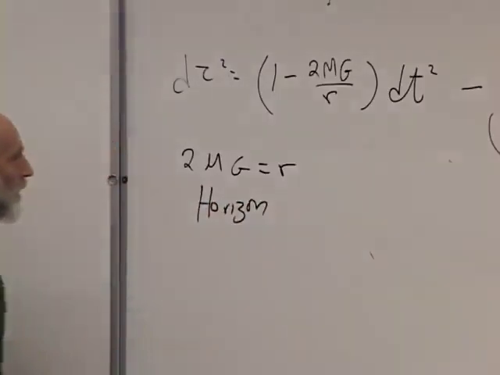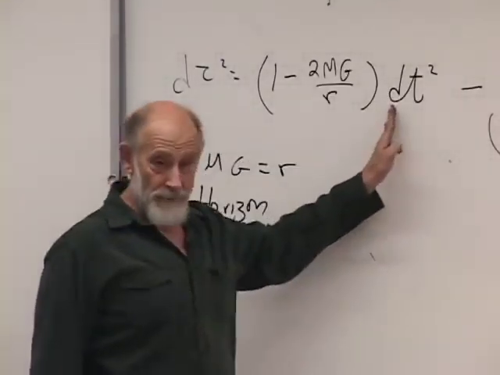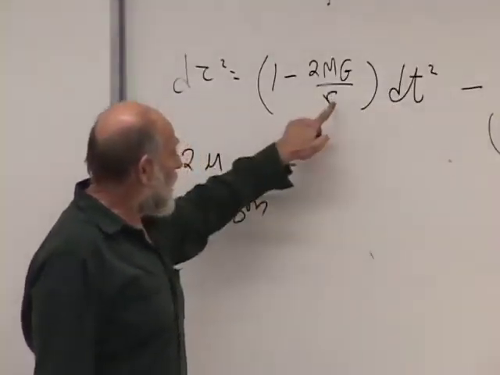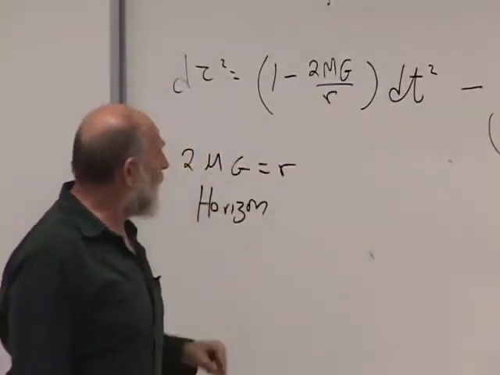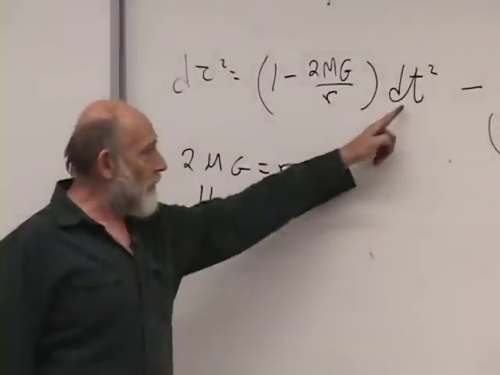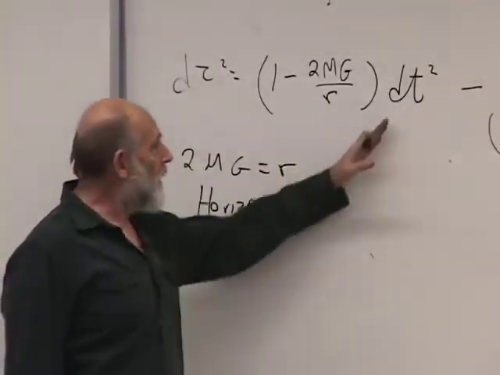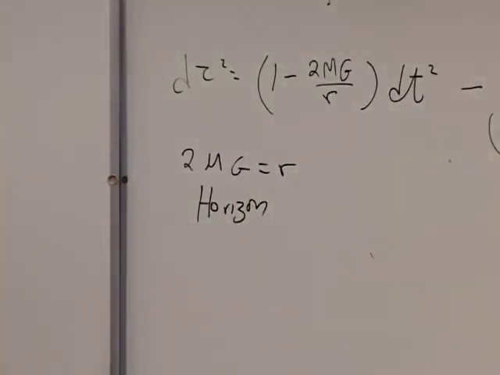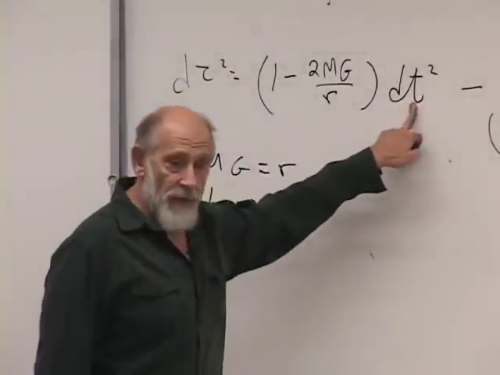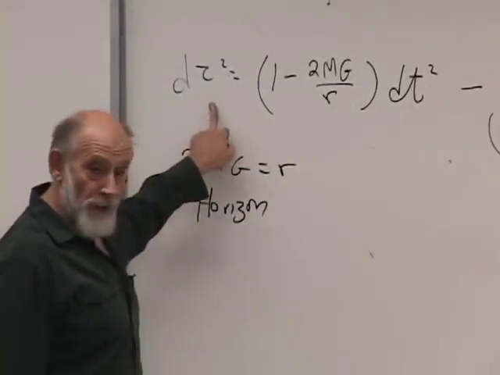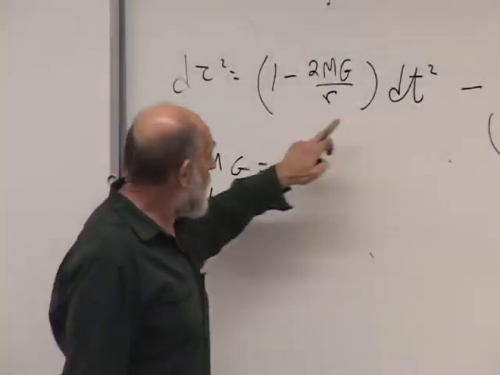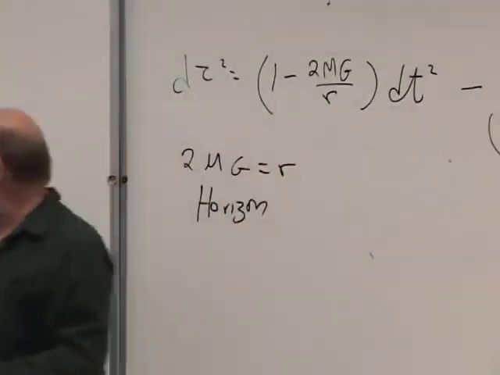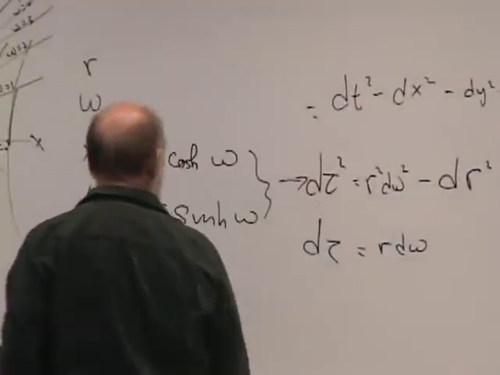And why do I say something singular is happening? Well, first of all, there's something happening to the dt squared. Notice that if you're sitting right at r equals 2mG, then the proper time and the ordinary Schwarzschild time, this is called Schwarzschild time, have an infinite ratio of the rate at which they run. Any amount of ordinary time corresponds to 0 proper time. So that's a little bit funny. But we've already seen it. We see it right here.